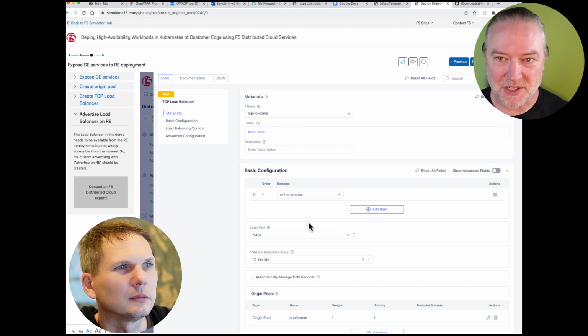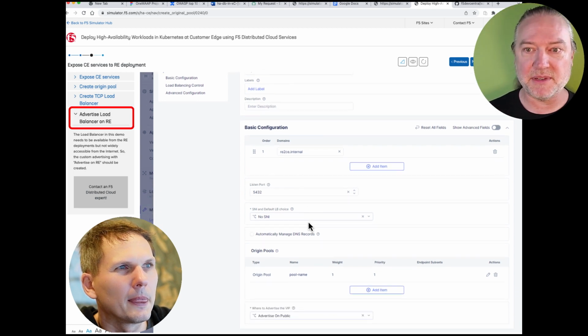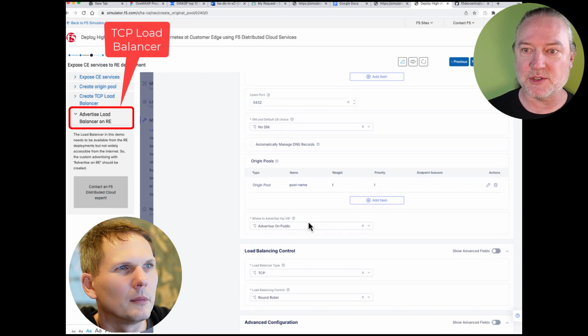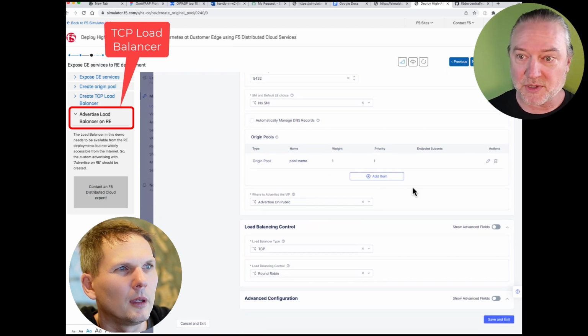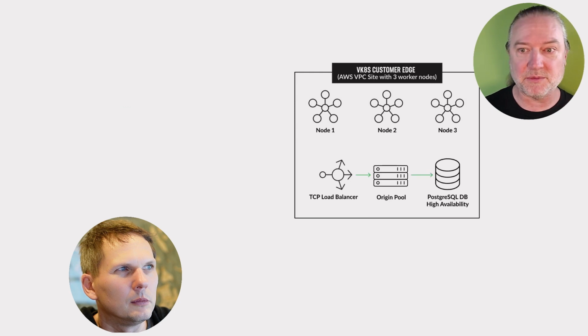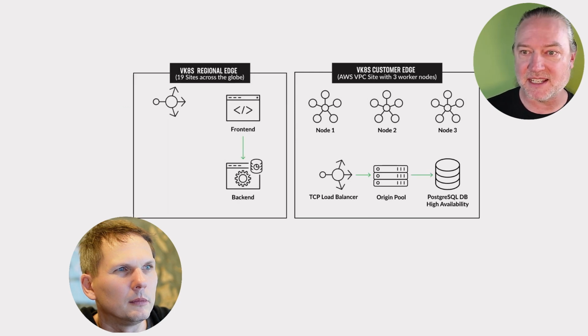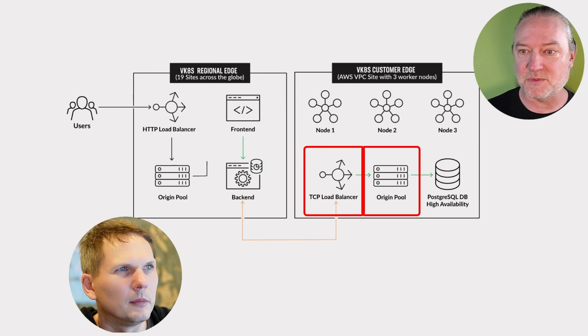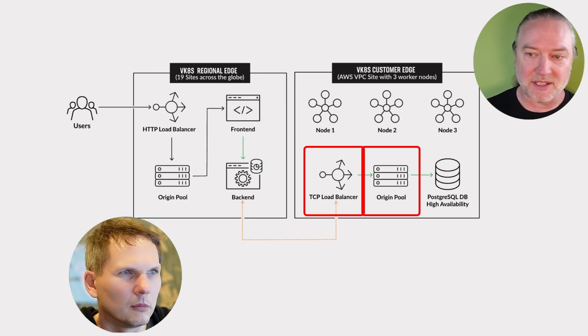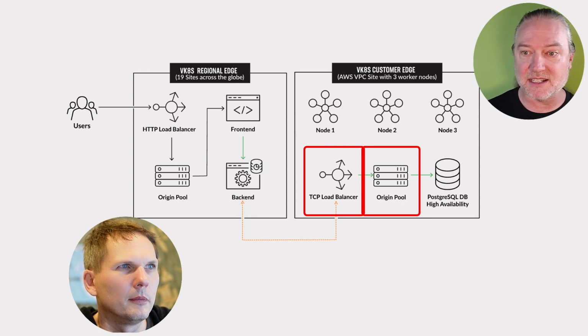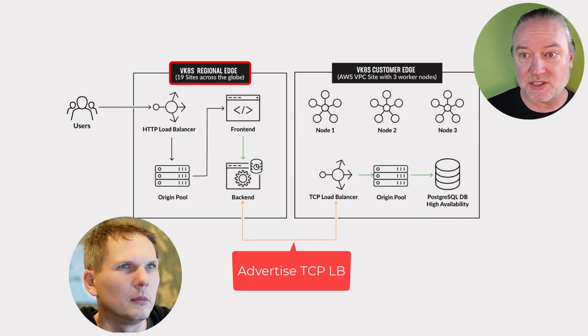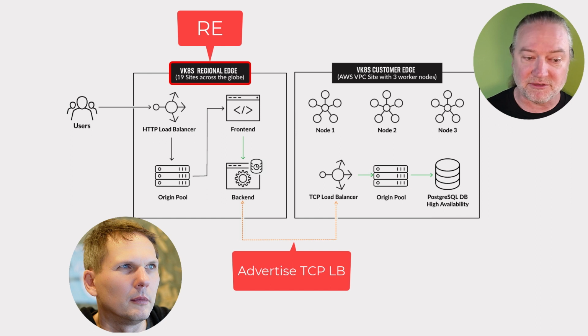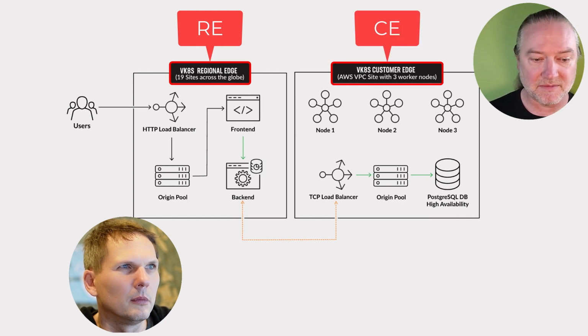Yeah, no problem. So what we're doing here is we're creating a TCP load balancer. This is running in the distributed cloud platform. Then we're going to add in our origin pool. Now the origin pool is what runs on the CE, that's where our database is. The TCP load balancer runs in distributed cloud. And what we're going to do now is basically advertise the TCP load balancer into the RE so that our front-end web app is able to connect to the back-end database workload.